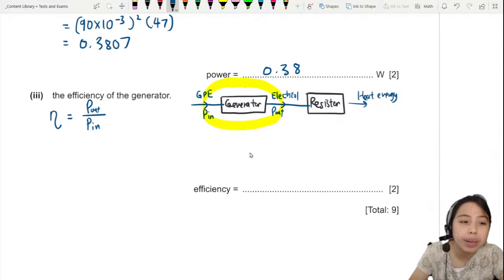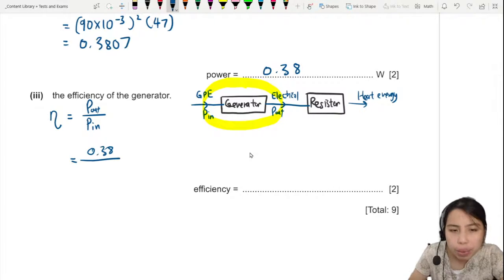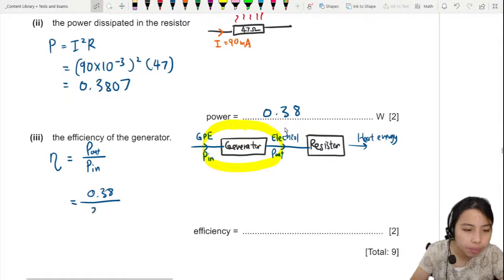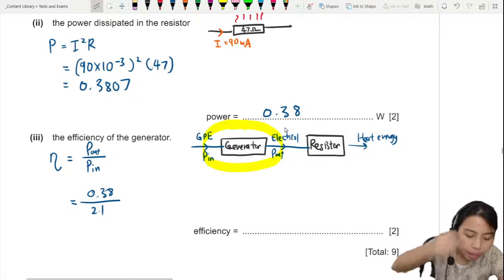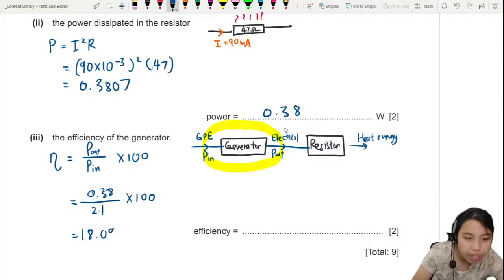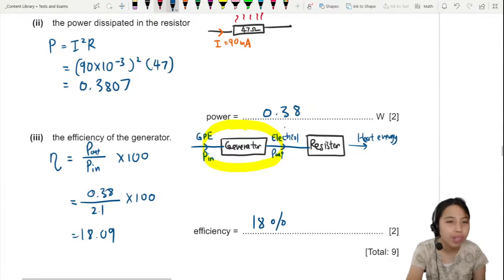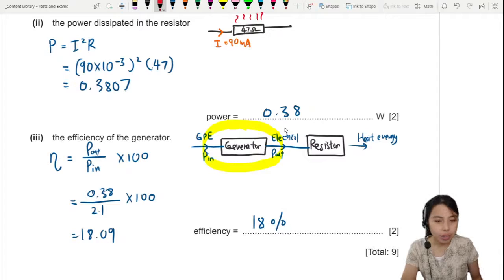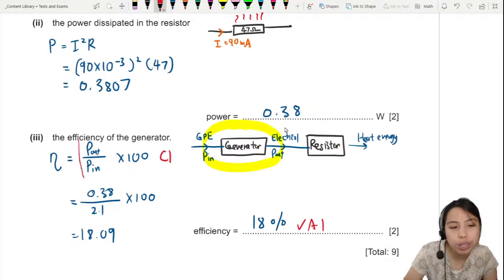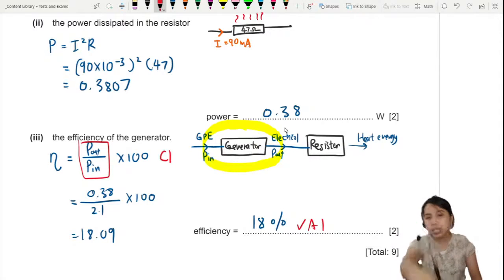So we're going to use what comes out, which is electrical energy, 0.38. Power in, which is the GPE we just calculated just now, 2.1. And this one we can do percentage. So times 100, we should get about 18.09 or 18%. Please write your percent because they never give you the units. Right, so 1 mark is for final answer. 1 mark is for the equation of efficiency, especially power out over power in. It's a ratio.